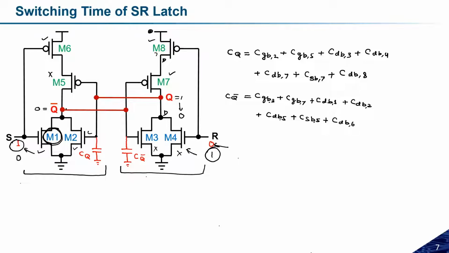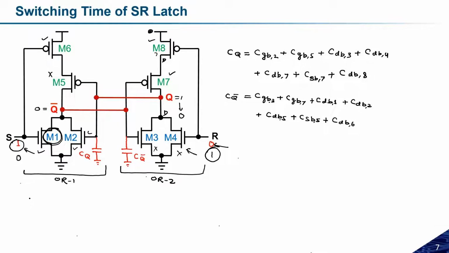If we clearly see, let us assume this is R1, and let us assume this is R2. So if set is equal to 1 and reset is equal to 0, in that case this node, the voltage at this Q bar, is the output voltage of this NOR gate, right? Simply, Q bar is the output voltage. So this Q bar will be discharged through this transistor M1.